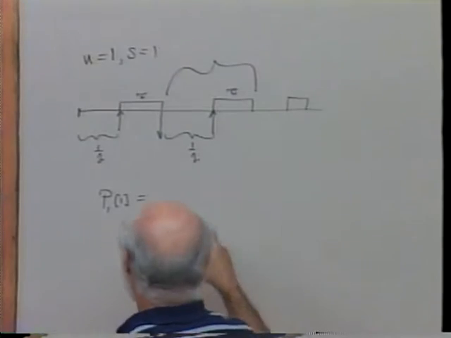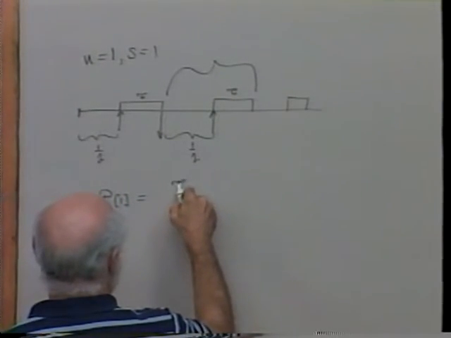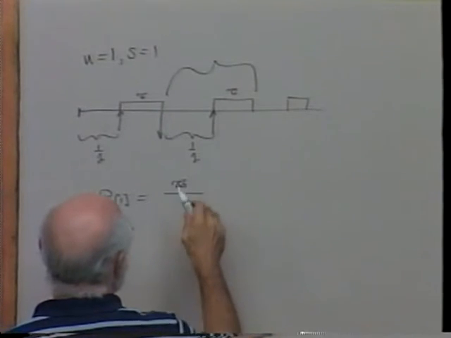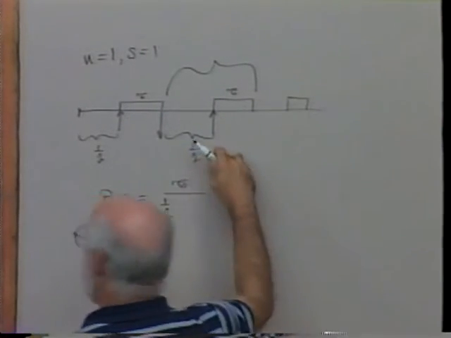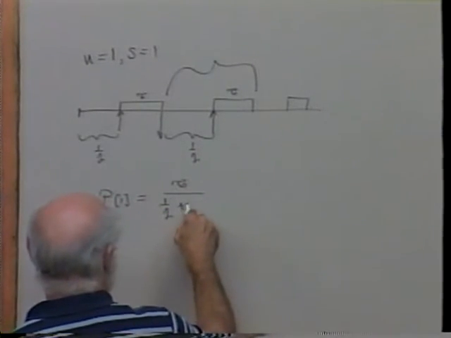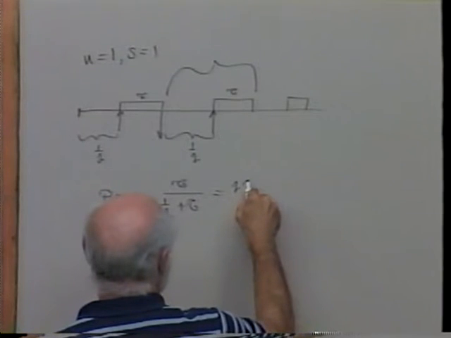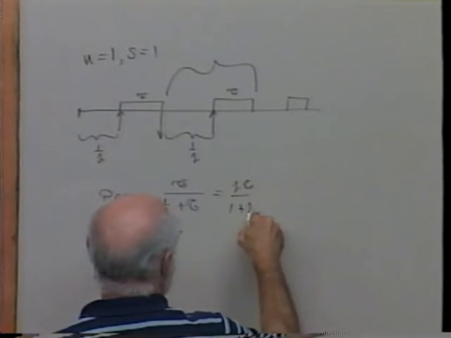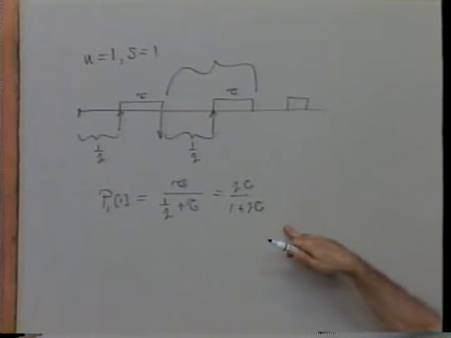So the average busy period of a cycle is tau. The average length of the cycle is the average idle time plus tau. Or if I multiply through by gamma, I get gamma tau over 1 plus gamma tau. So that's my answer. That's the probability that the server is busy.